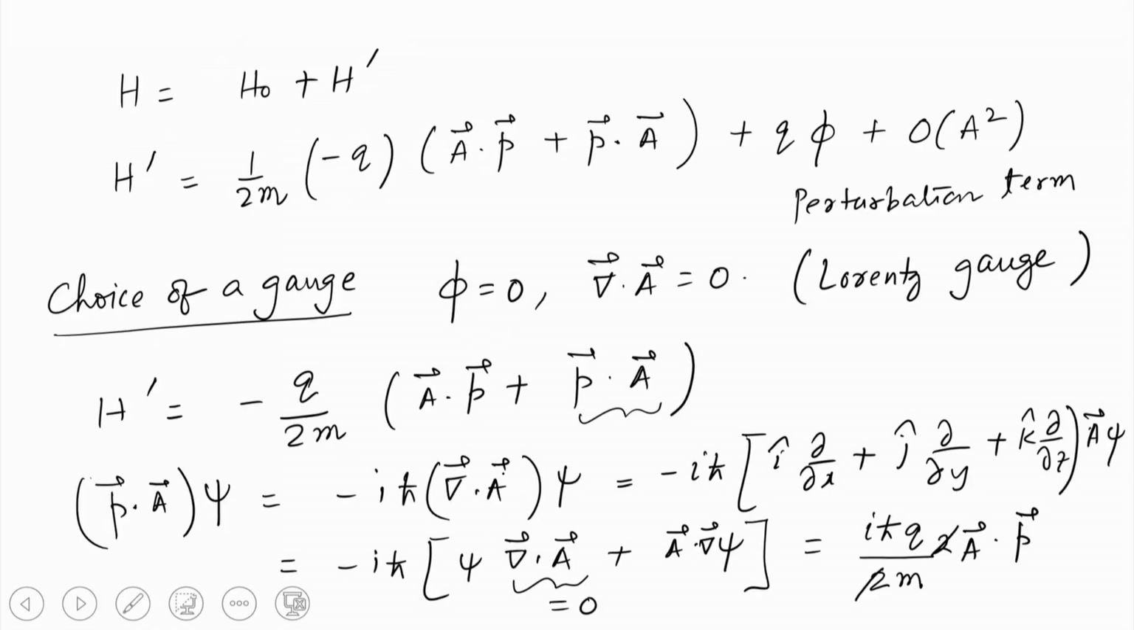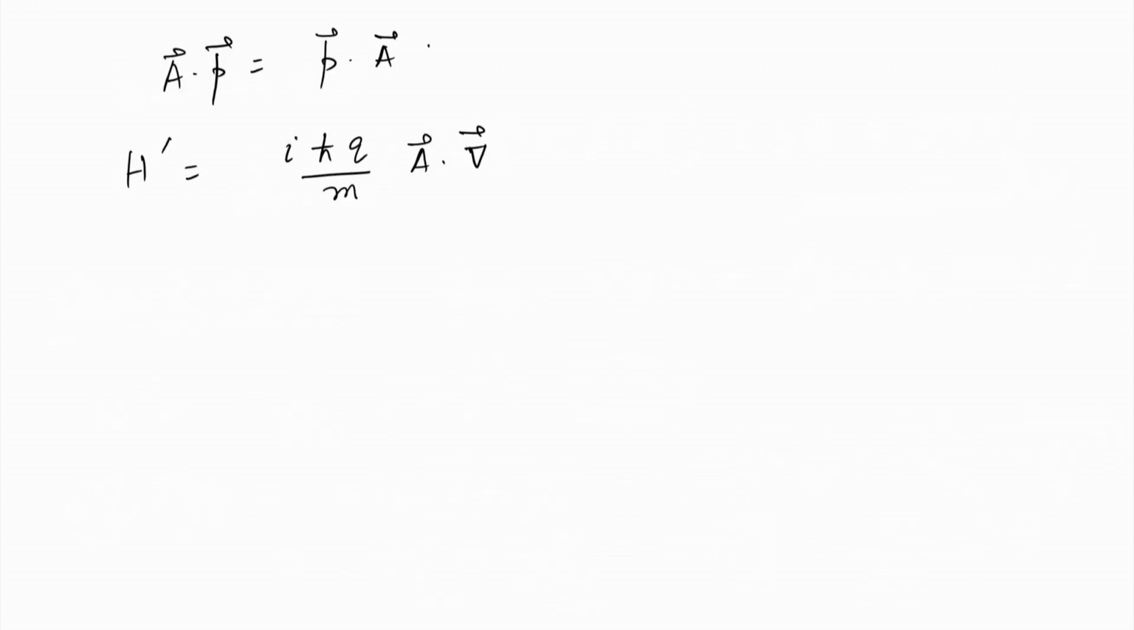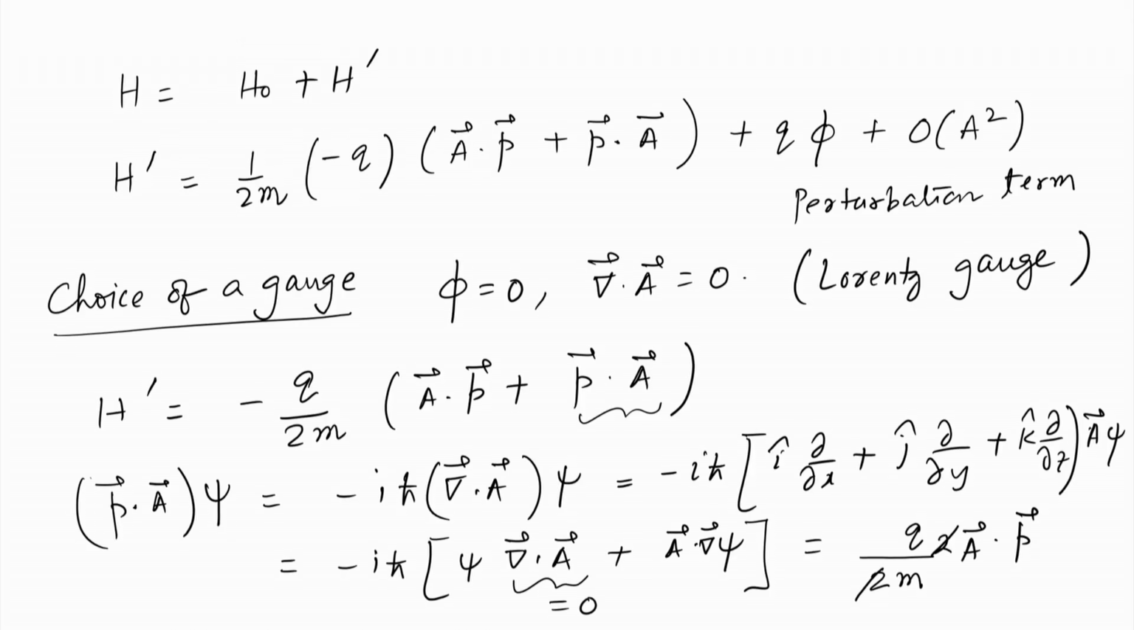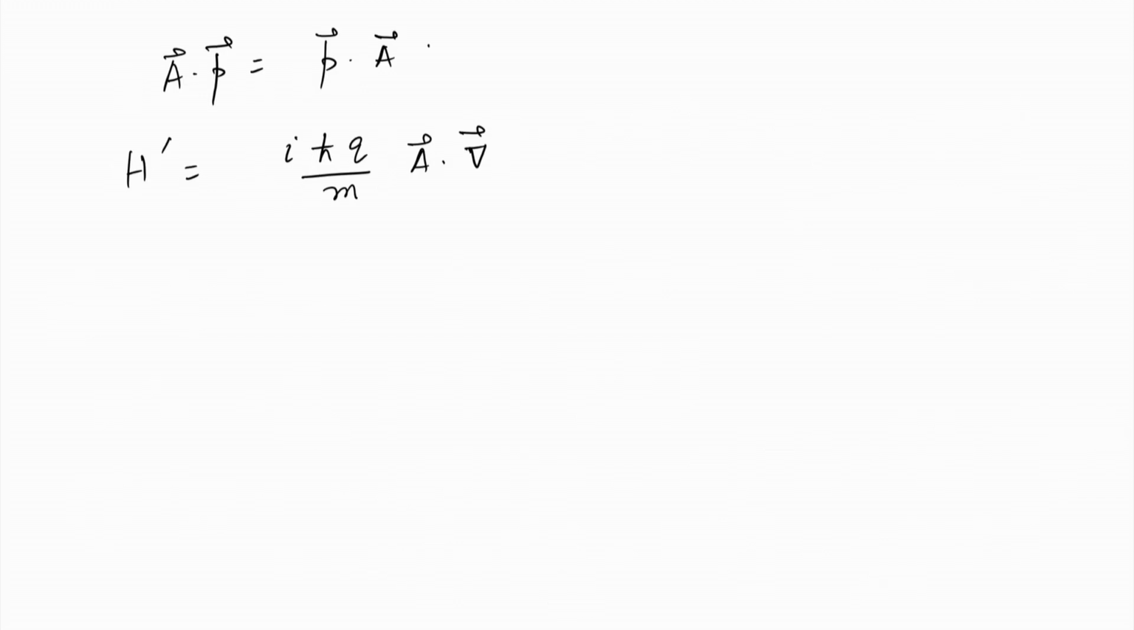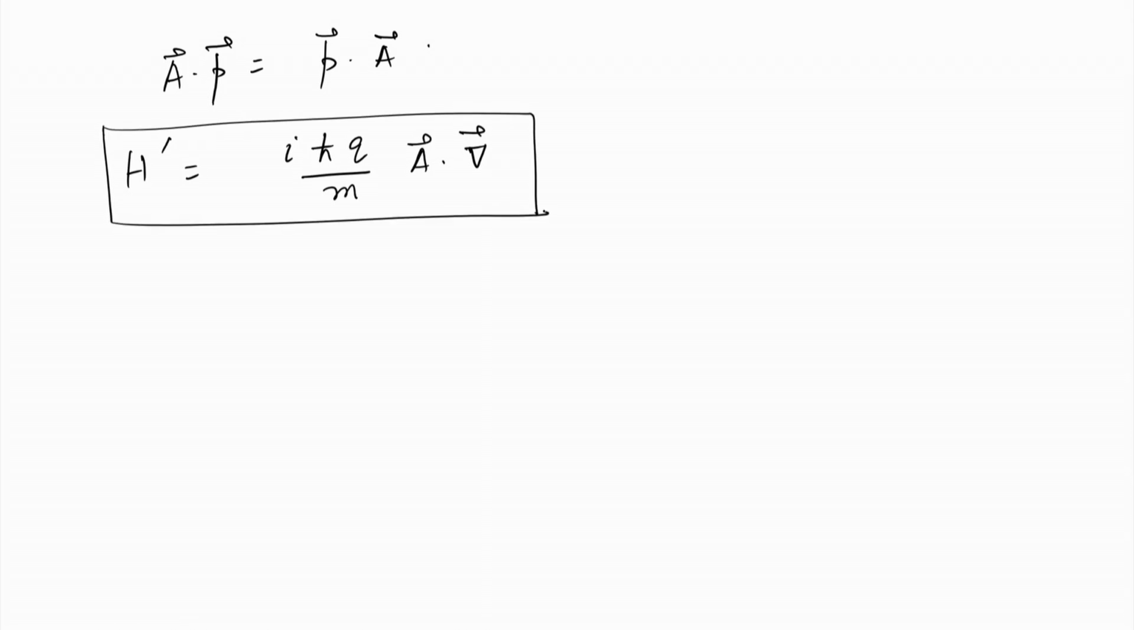Okay. So, if you write it in terms of p, then of course, this i h cross will not be there. So, this was a mistake. So, this was simply this. So, it is q over m A dot p, and of course, there will be a minus sign as well. So, it is q over m A dot p, and so this is equal to the perturbation term. So, the perturbation term particularly has a form which is A dot del.